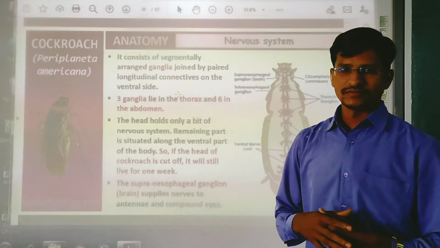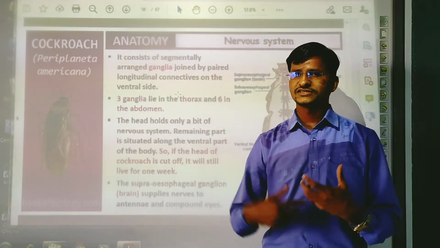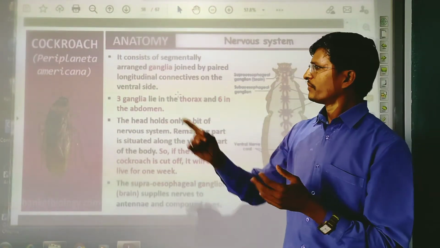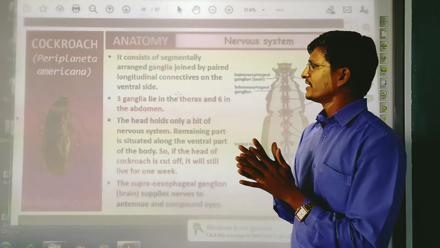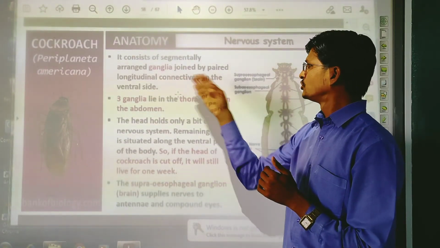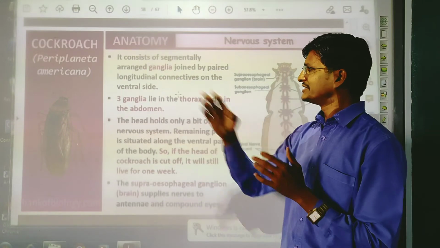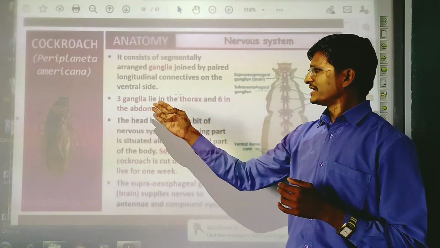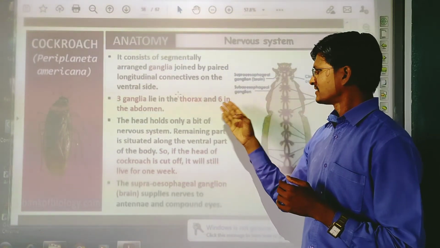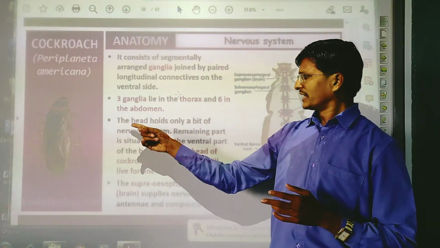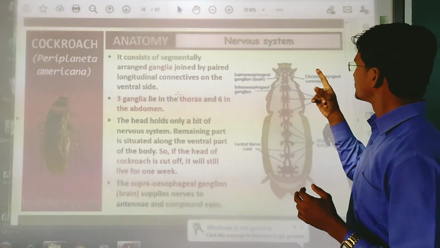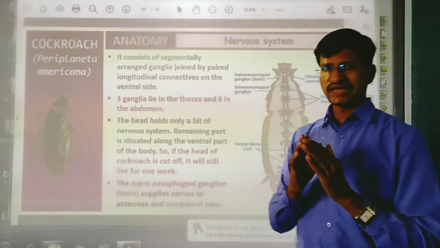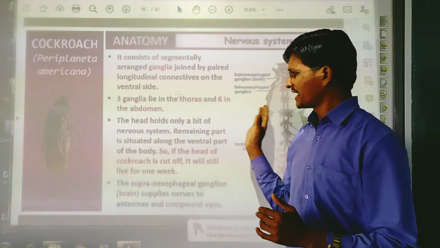Now nervous system. What we have, it is the same type of nervous system, but it is not well developed. So it consists of segmentally arranged ganglia joined by paired longitudinal connectives on the ventral side. The 3 ganglia lie in the thorax and 6 in the abdomen. And the head, you can see here, this is the nervous system. If you see the diagram in the textbook, you will understand. The same diagram you will see.